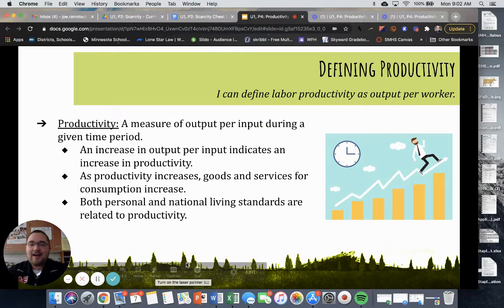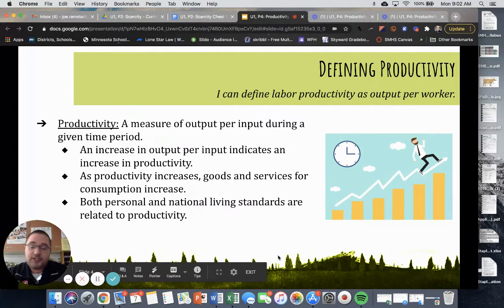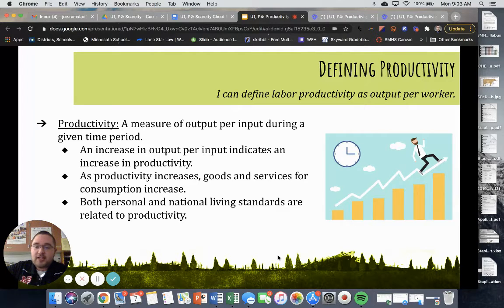Welcome back, Econ. So we are here learning about productivity today. Productivity is broadly defined as the measure of output per input during a given time period. So an increase in output per input indicates an increase in productivity.